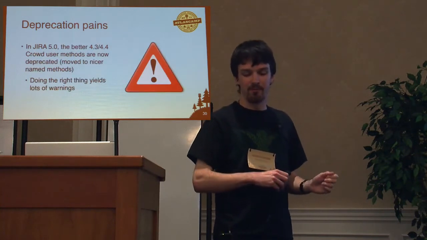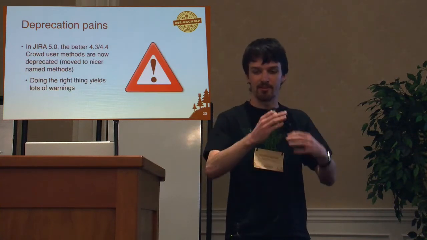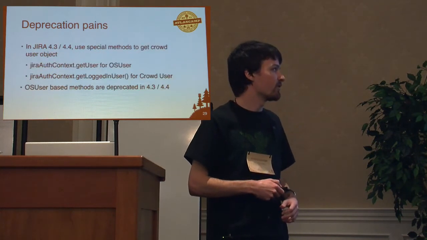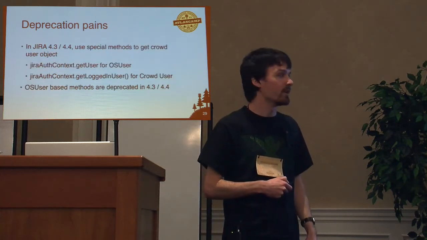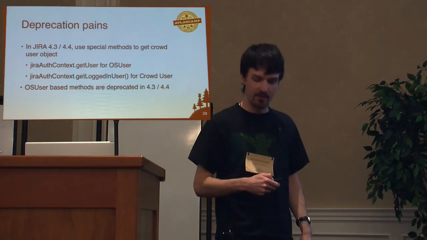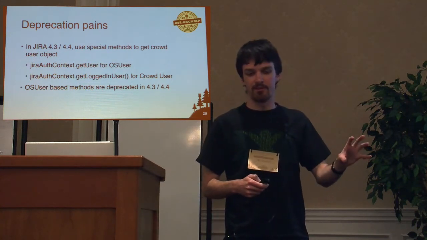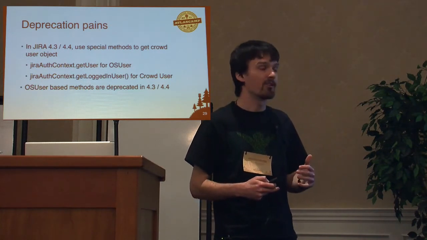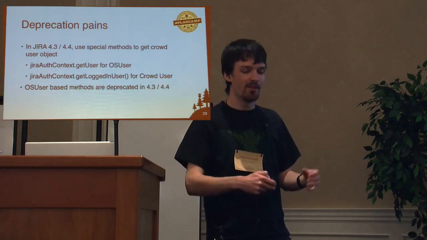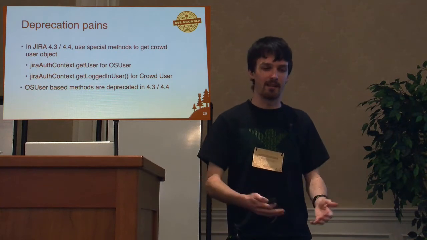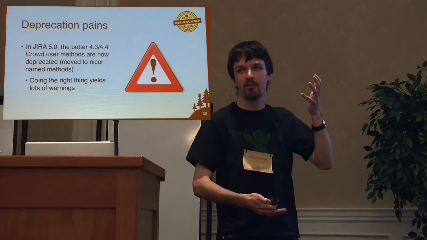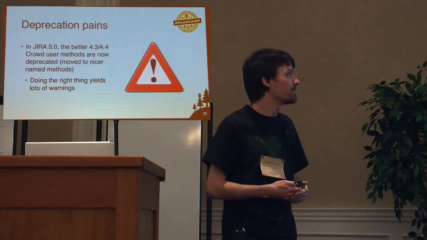But then when we moved to JIRA 5.0, we switched around and deprecated the newer style methods, such as getLoggedInUser, in favor of the better named methods, such as getUser. So that means that if in JIRA 4.3 and 4.4 you tried to do the right thing and reduce the number of compile time warnings that you would get using deprecated methods, you would then move to JIRA 5.0 and get a large ream of compile time warnings because you're using deprecated methods now.